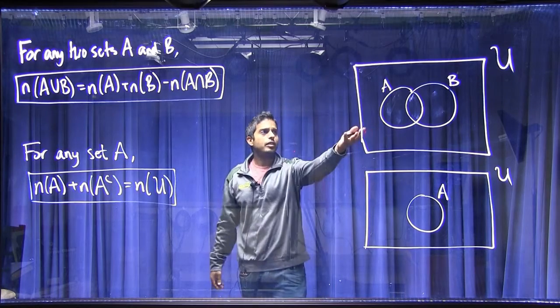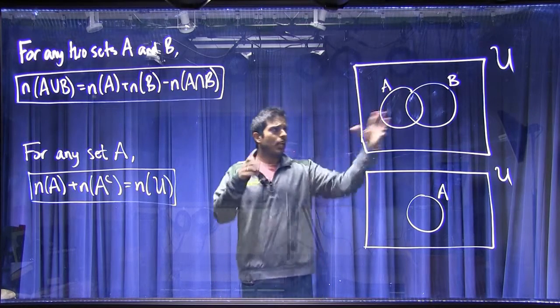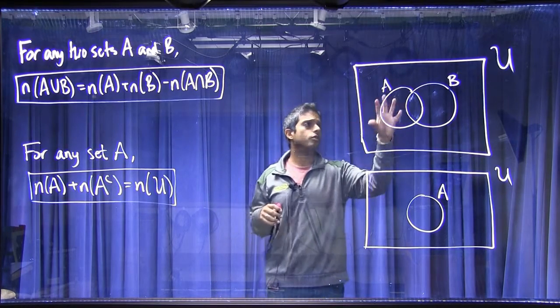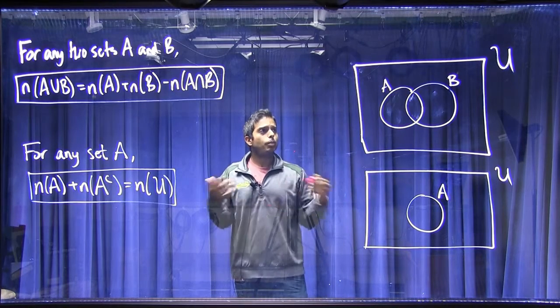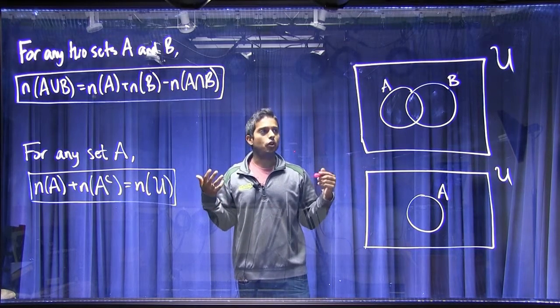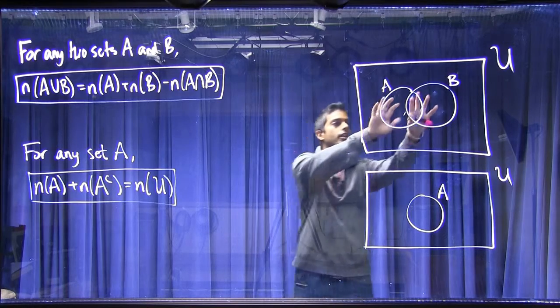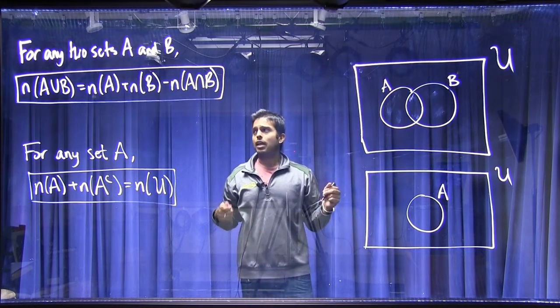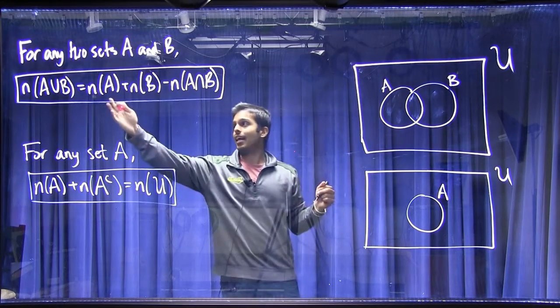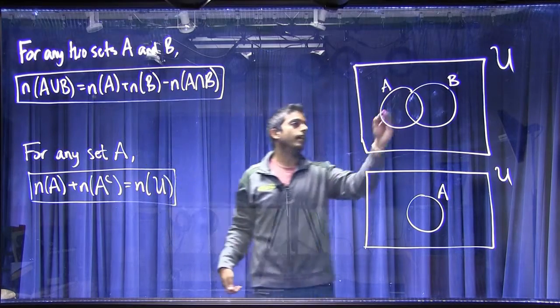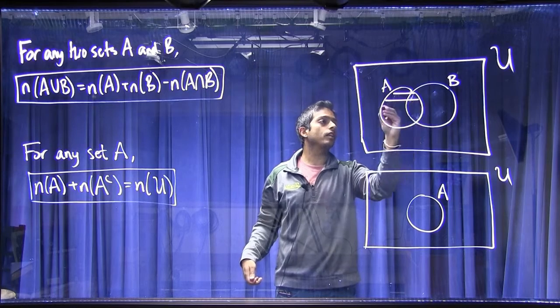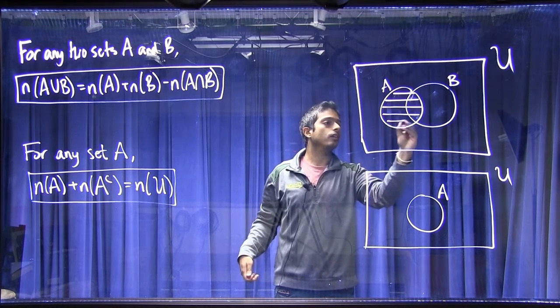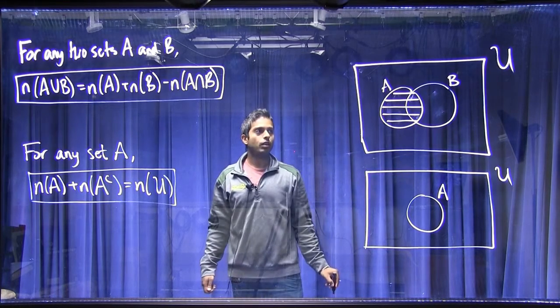So let's take a look at this Venn diagram up here on the top. I have a universal set with two subsets A and B. Suppose we want to figure out how many elements are in the union of A and B. That's the entire area within these two circles. If I look at just A, then I want to count the number of elements in A. That means I want to count everything shaded by these horizontal lines.